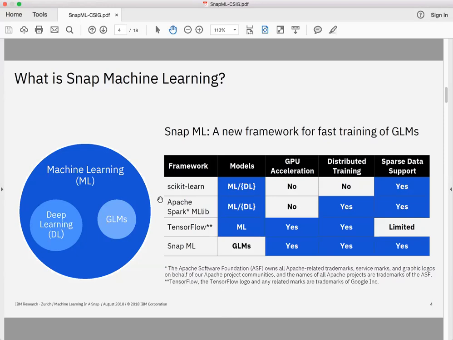Thirdly, TensorFlow is actually a more general framework than the other two. It's a framework for expressing computation on a graph, but its primary use is for machine learning, both linear machine learning, GLMs, as well as deep learning. It does have GPU acceleration kind of seamlessly built in. It does have some distributed functionalities, a bit harder to use than Spark, but it is there. And its main weakness is that it doesn't support these kind of sparse data sets very well. So with snap-ml, we focus on this class of algorithms and try to excel in these three areas.